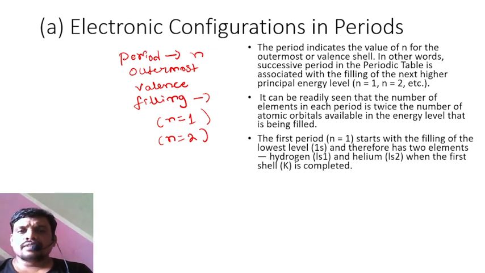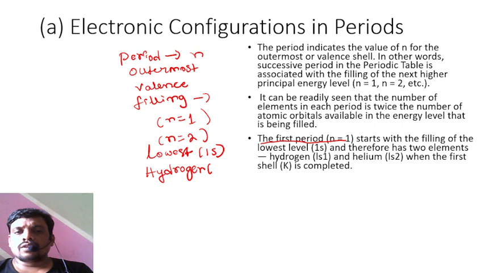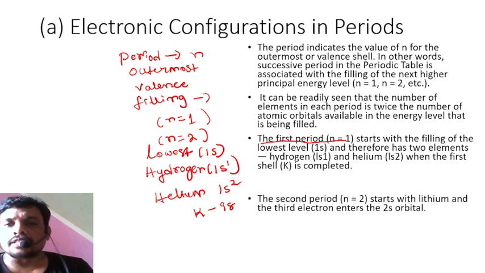As you are aware, the first period, n equal to 1, starts with the filling of the lowest level, that is 1s, and therefore has two elements. Let us take hydrogen: in hydrogen the 1s shell is there, 1s1. And helium, let us take 1s2. Helium will have 1s2 when the first shell is completed.